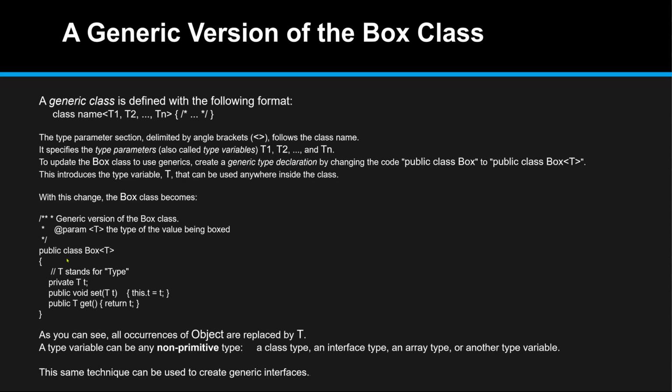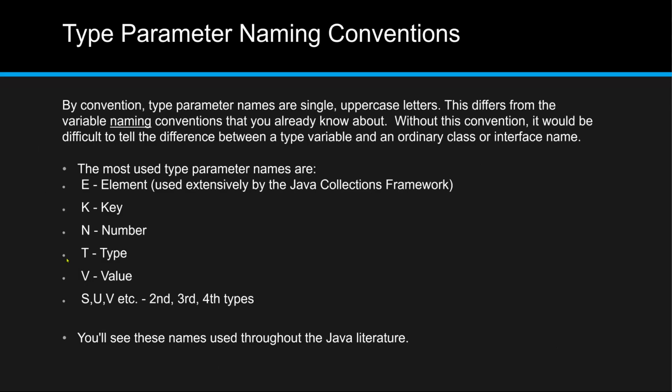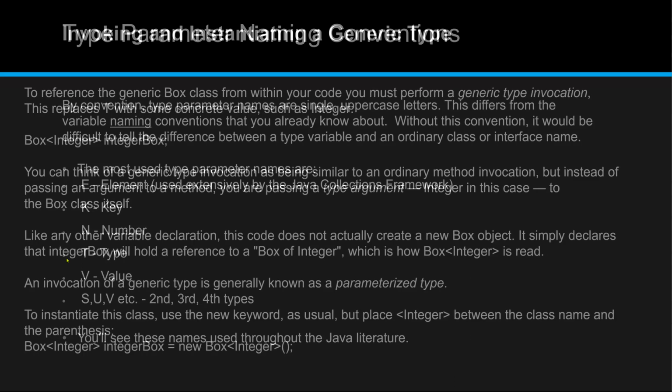A type variable can be any non-primitive type or a box type. This can be used to also create generic interfaces. By convention, type parameter names are single uppercase letters. This differs from variable naming conventions, but we want it this way to be able to tell the difference between a type variable and an ordinary class or interface name. The most common type parameter names are E for element, K for key, N for number, T for type, V for value. Typically, we will use T in this class.